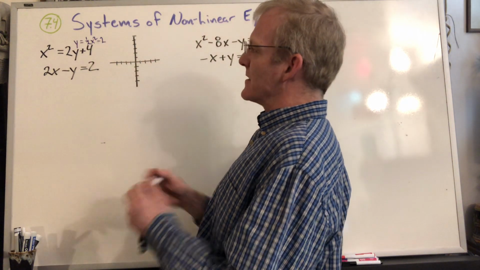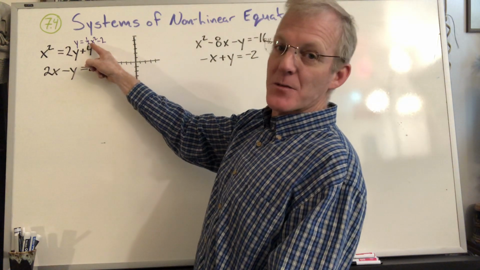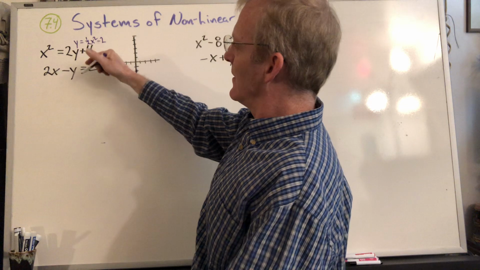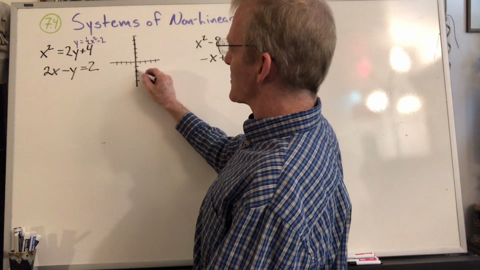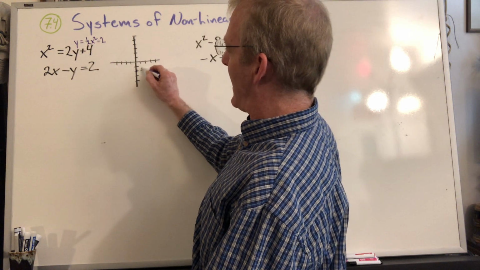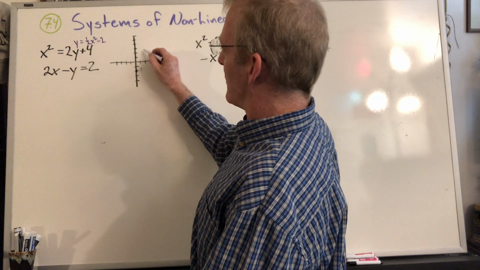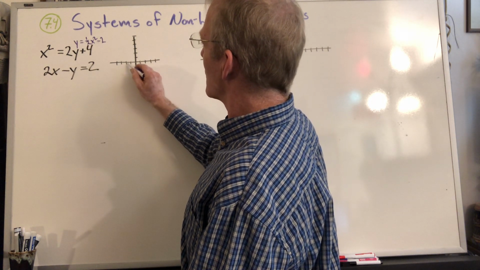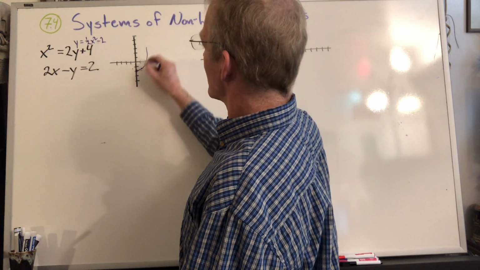So what's that telling us? It's going to open up because the a is positive. It's going to go down 2 units. And it's going to have half the slope. So instead of over 1 up 1, we go over 1 up half. Over 2, we normally go up 4. Over 2, we're going to go up 2. So we're going to have something closer to this.